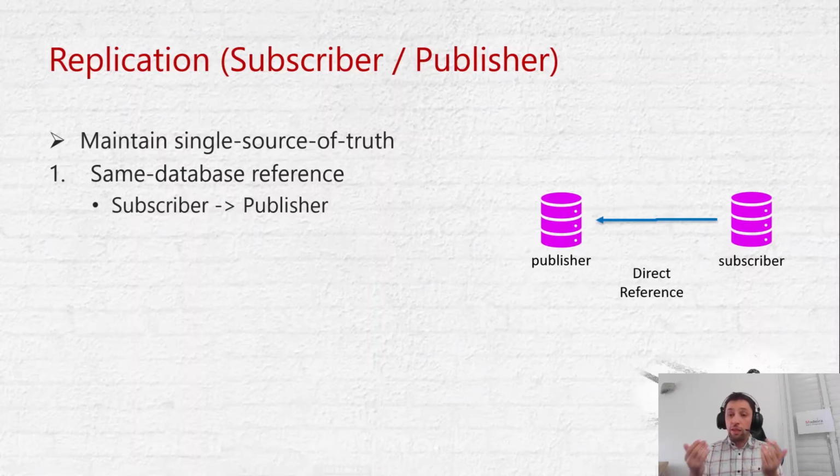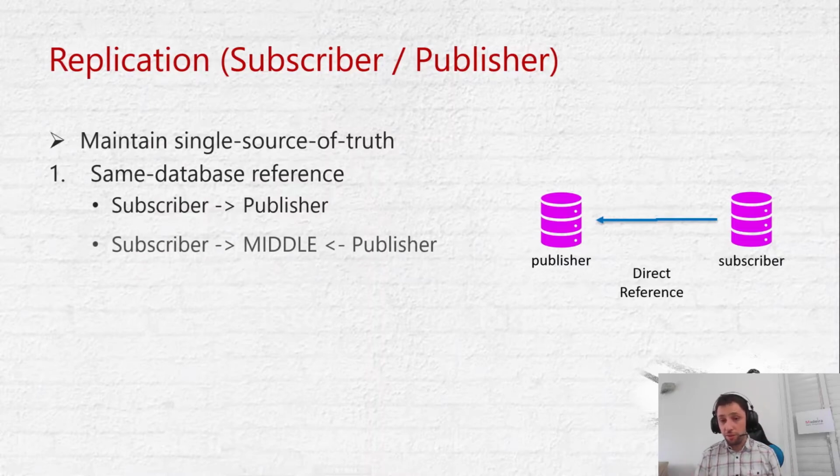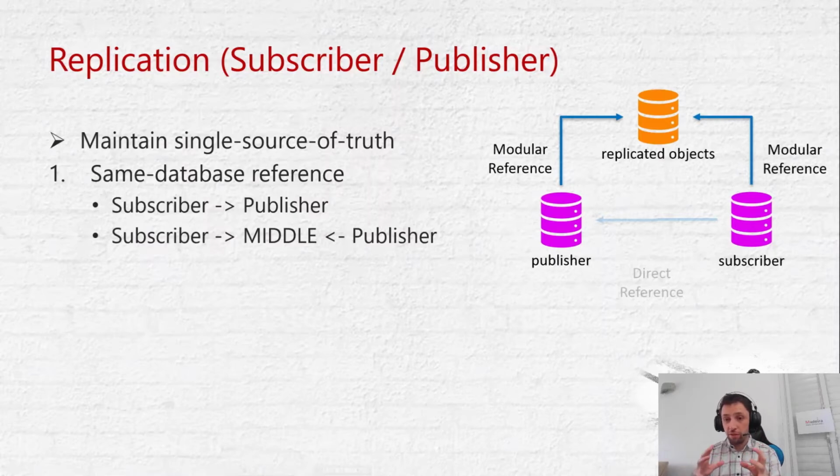However, let's say you have the objects that are replicated from the publisher to the subscriber. It's not all of the objects. Maybe it's a small subset of tables, just maybe a few tables, and you don't really need to have all of the publisher database within the same context of the subscriber database. So what you could do is create a third project, like a middleman project, which would have only the replicated objects, and this one would be the single source of truth, okay?